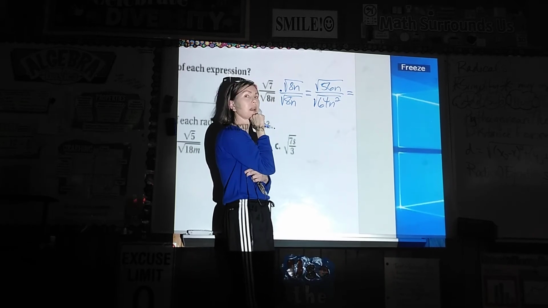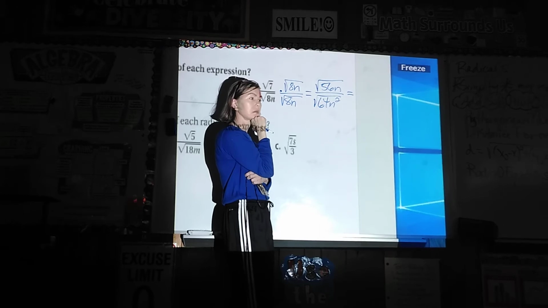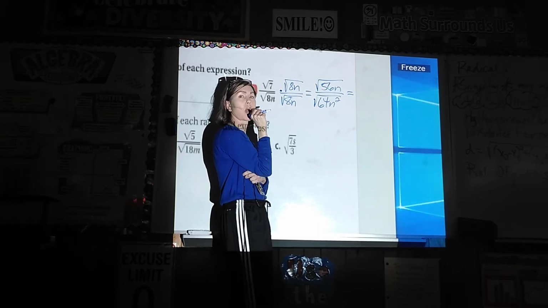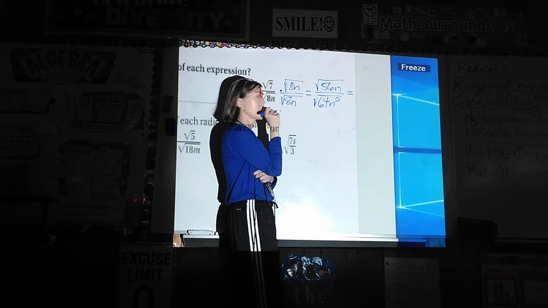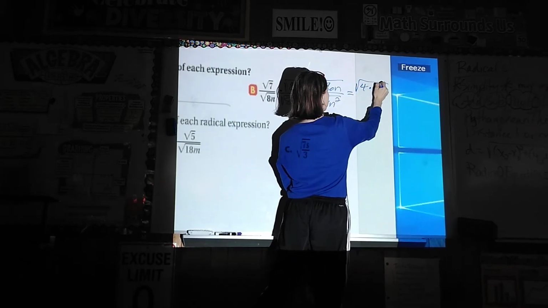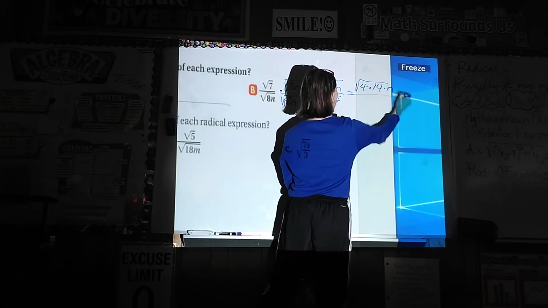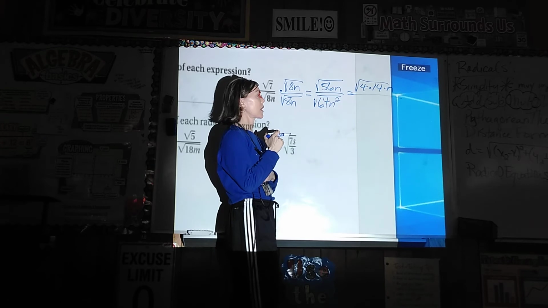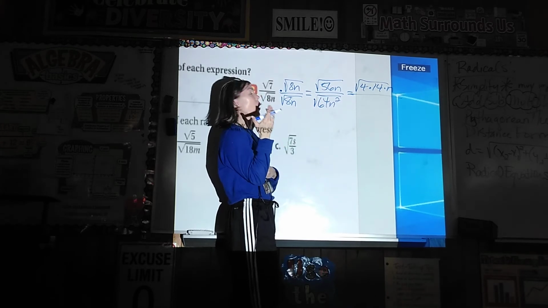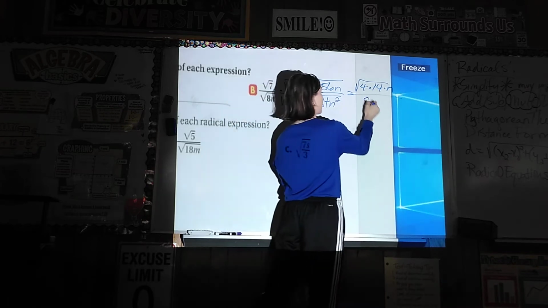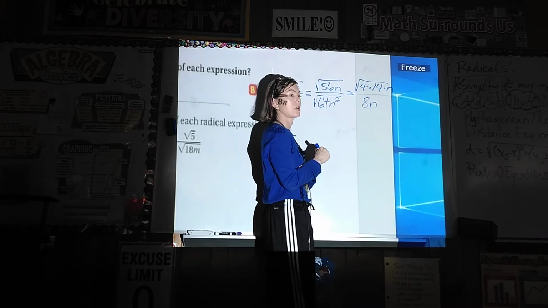So 4 times what gives me 56? Can anyone use a calculator? 56 divided by 4 gives you what? 14. So we have 4 times 14 times n. Okay, so we draw the roof, and we're simplifying in the numerator. Okay, and then why do we love 64? It's a perfect square, and n squared is a perfect square, so we have 8n in the denominator.